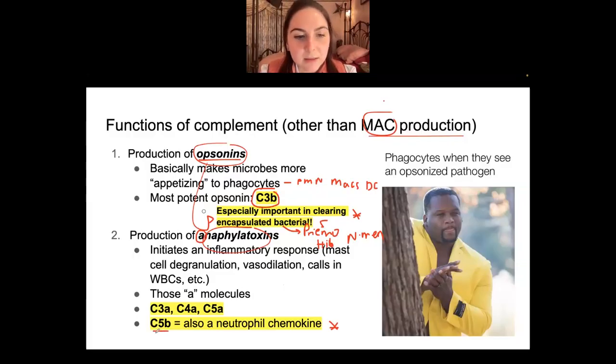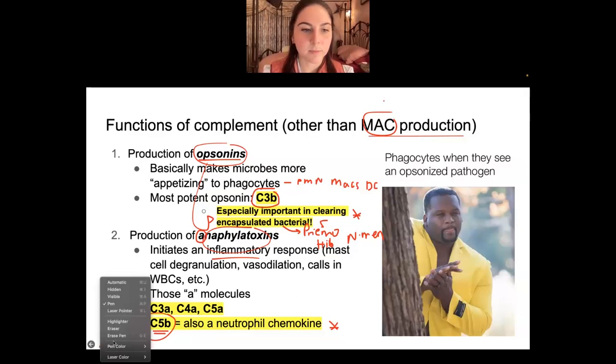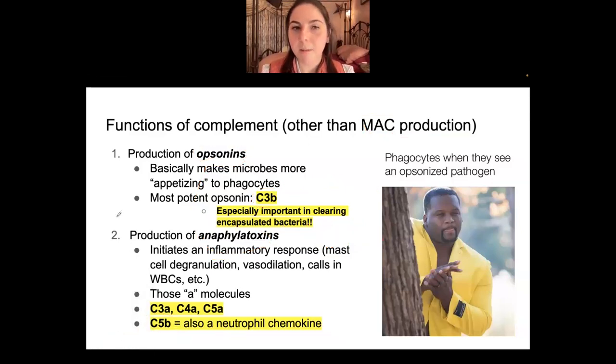And then C5b. I highlighted this because it was on the study guide last year from Dr. Demarest, so I don't know how important this is to know, but it might come up. C5b is also a neutrophil chemokine. Remember, chemokines are basically cytokines that tell cells where to go. So if you have a lot of C5b being released, you're going to have a lot of neutrophils coming into the area, which you're already doing with the anaphylatoxins, but even more so now, because that's C5b's role: to call in neutrophils. So with complement, we got MAC, we got opsonization, we got anaphylatoxins. And that's what makes complement such an important thing.